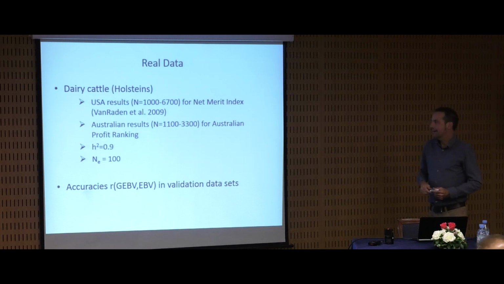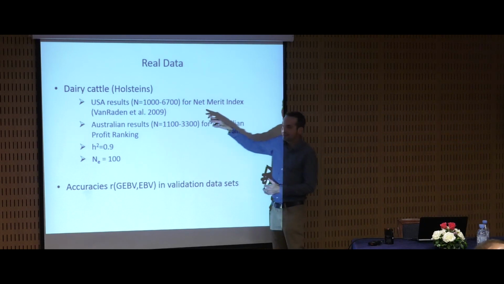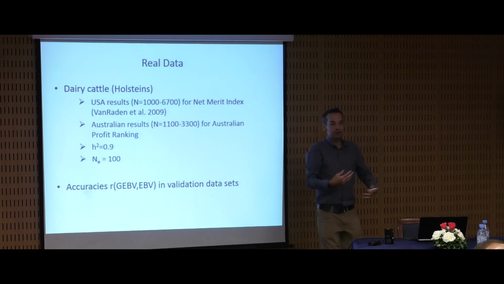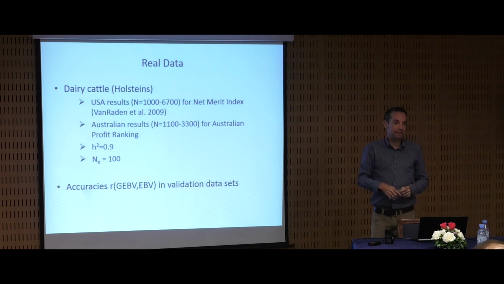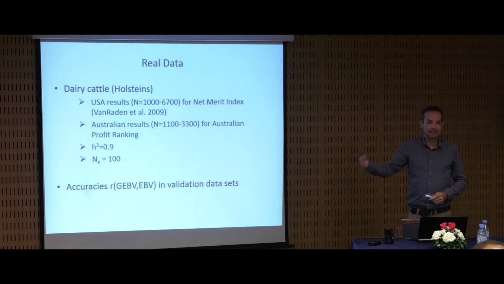So just quickly, a little dairy cattle example. We had different sizes of reference population ranging from 1,000 up to 6,700. The heritability of our trait is 0.9, which sounds spectacularly high until you realise these are all dairy bulls and they have 100 offspring each, and those 100 offspring are evaluated. So it's a progeny tested population. So it's very accurate phenotypes. They're almost, not quite, a perfect predictor of the true genetic value, but pretty close. And as I said, the effective population size here is 100.